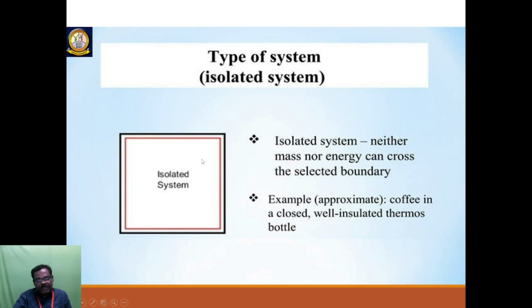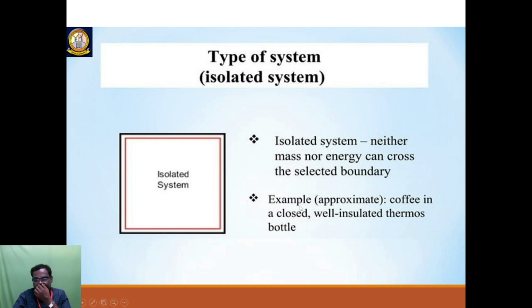So in the isolated system, mass does not cross the boundary of the system. Energy also does not cross the boundary of the system. Some examples: as a mechanical engineer, you should know the example for each and everything. This particular system is called an isolated system, where neither mass nor energy can cross the boundary of the system.